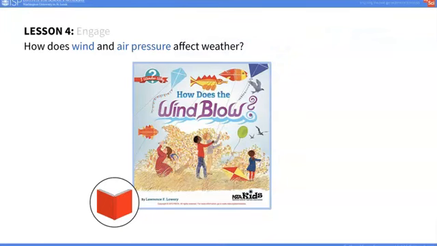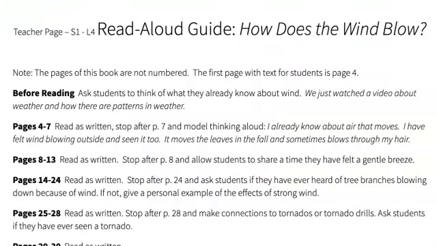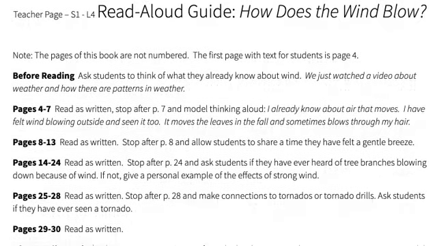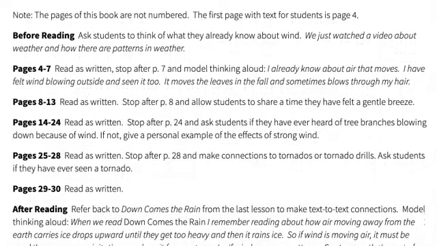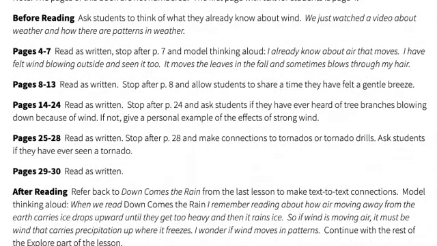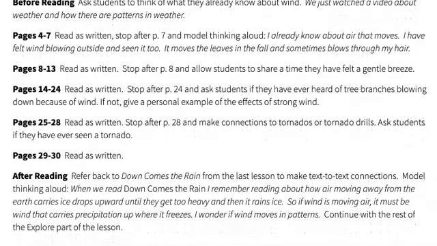In the Explore portion of this lesson, students will read, How Does the Wind Blow? Refer to this read aloud guide found in the teacher pages. This read aloud can be used to help students understand that the air is all around us. We cannot see air, but we can feel the movement of air, which is what we call wind. The wind affects objects on Earth, such as the leaves on a tree. The speed of the wind is related to the effects that occur.